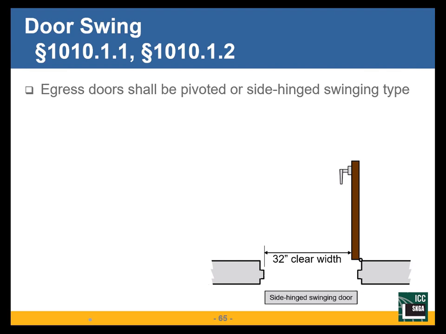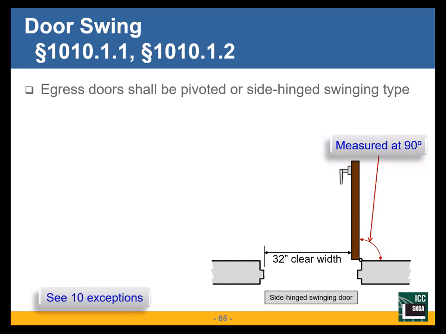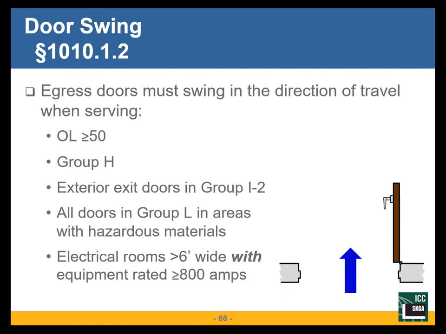32 inches is my clear width, and we always measure that at a 90-degree angle. Even though the door may swing completely open, we measure it at a 90-degree angle to the door face, not the hardware, from the door face to the stop on the other side. There are some exceptions to when I have to have the 32 inches. We need to take a look at those, like in a dwelling or a closet or certain spaces, but there are some exceptions that apply. But other than that, 32 inches is the exit width we're looking at.